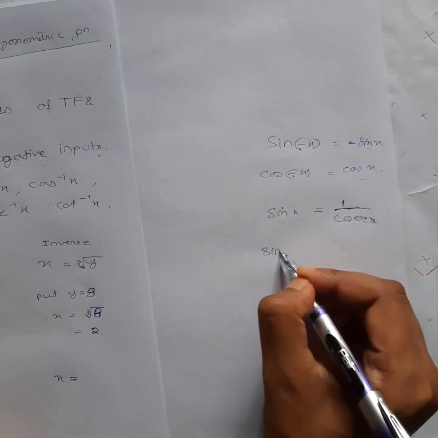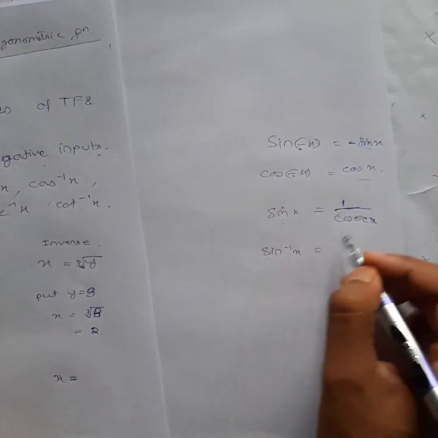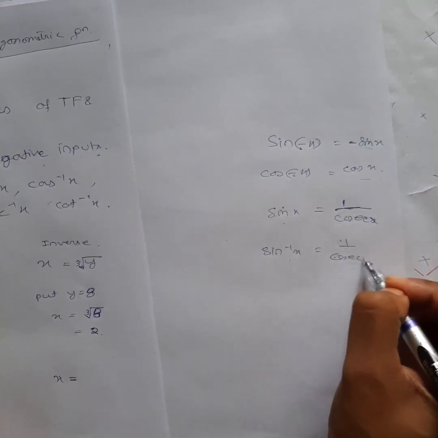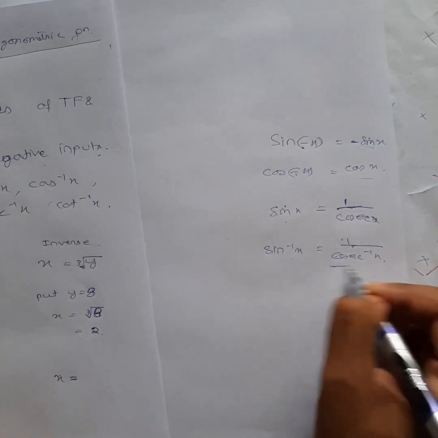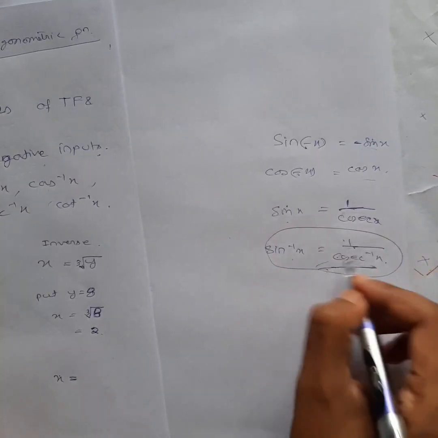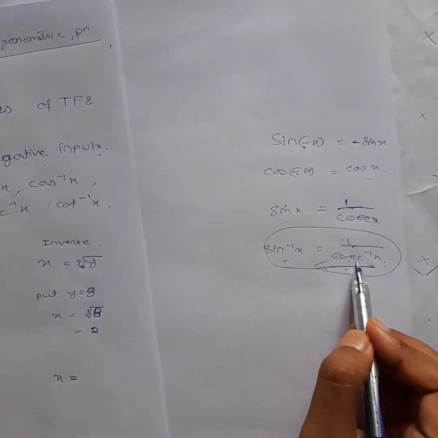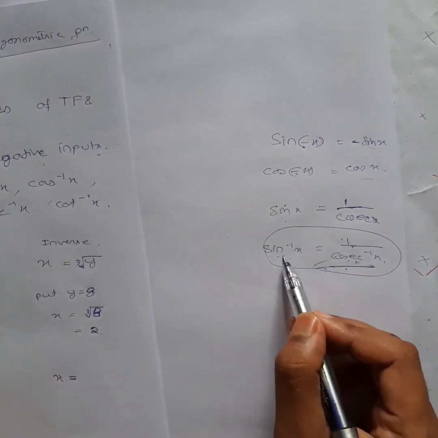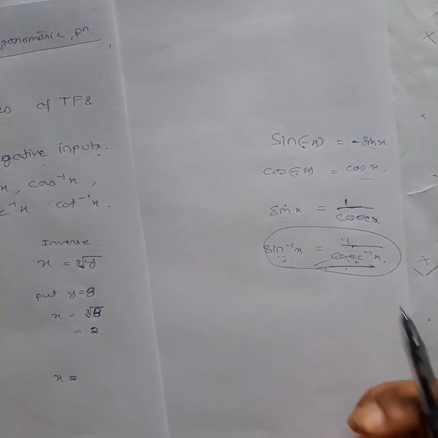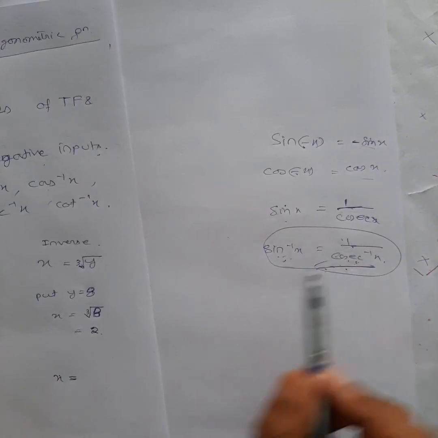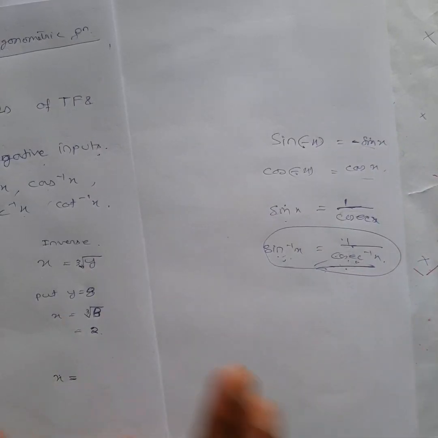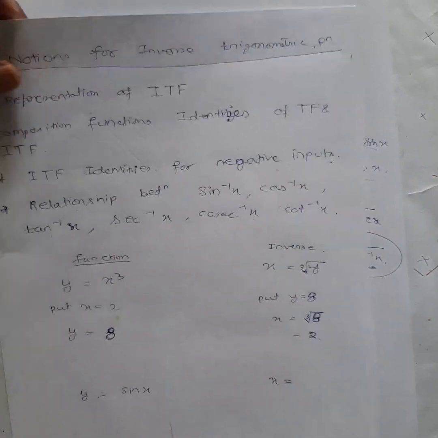Now, in case of sine inverse, will it be the same? Can I write sine inverse x as 1 by cosec inverse x or not? We will check whether this will be correct or not in case of inverse. And if it is not correct, then what will be the correct answer for this? What will be the relationship between sine inverse and cosec inverse? Like that, we will try to find the relationships. Okay, so these are the topics we will discuss here.